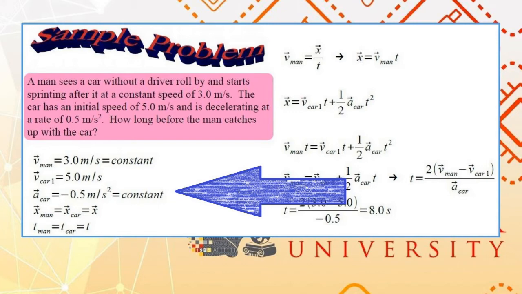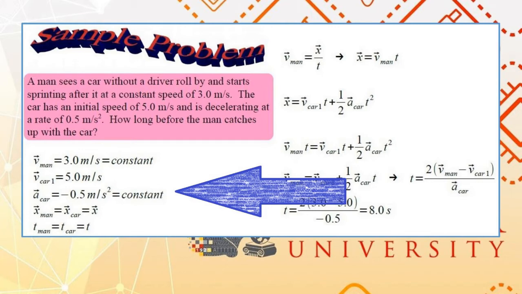Okay, from the problem, we see that the motion involves two objects, the man and the car. Thus, we have two sets of variables for our kinematics. We have variables for the motion of the man and variables for the motion of the car. The problem tells us that the man is moving at a constant speed of 3 meters per second. So V man is 3 meters per second, assuming positive direction. And this is constant.